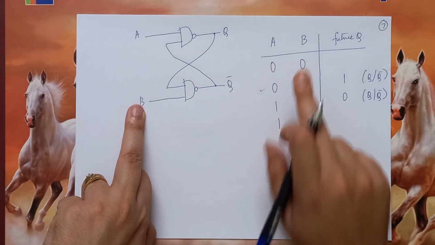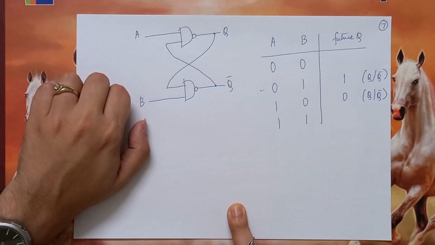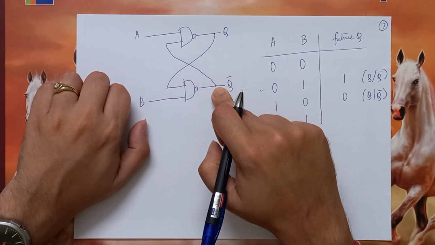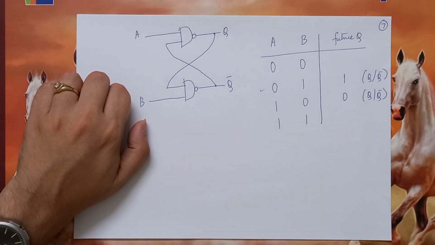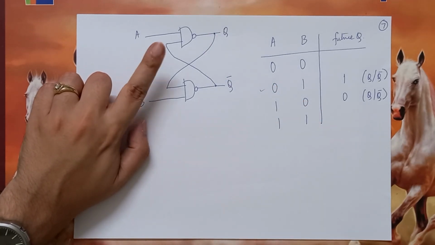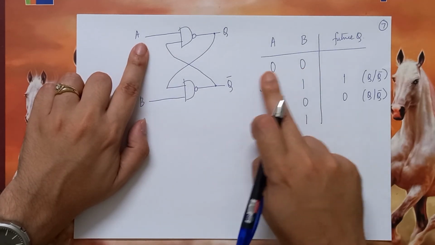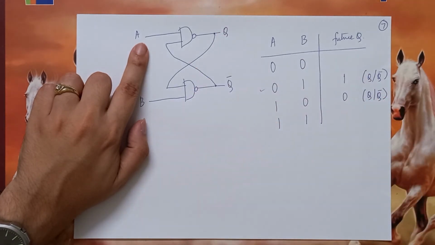Now let's talk about 0 and 0. When A and B are both 0, what will happen? This gate will also become a 1. This gate output will also become a 1. So both Q and Q bar would be now 1. So therefore, this is a case when A and B are both 0 and Q and Q bar are both becoming 1. That is the same.